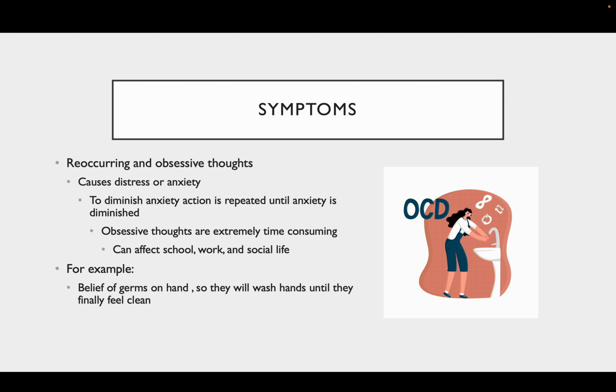Symptoms. The DSM-5 identifies OCD by recurring obsessive thoughts that cause distress or anxiety, in which the individual will try to diminish anxiety by participating in certain behaviors or mental acts such as praying or counting. For example, if an individual has contamination OCD and believes that they have germs on their hands, they'll continuously wash their hands until they believe they are clean. These acts tend to be irrational when compared to their beliefs. These compulsions tend to be time-consuming and affect their social life, school, and work.